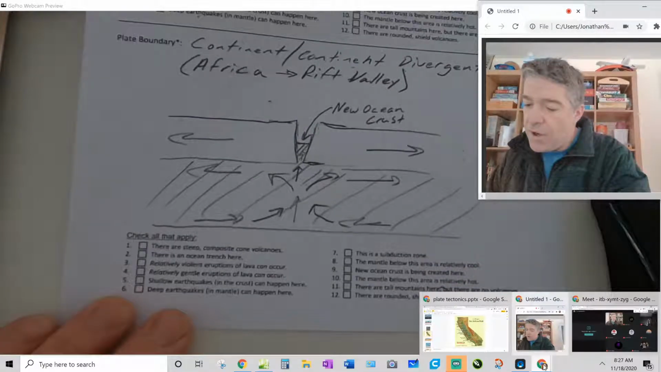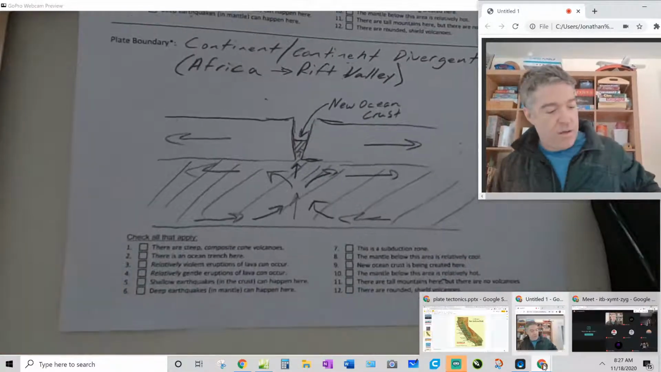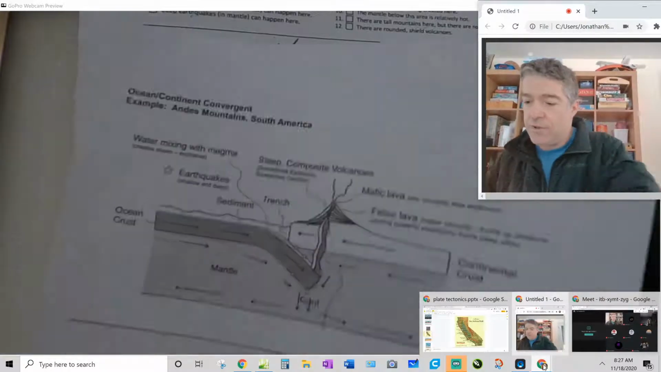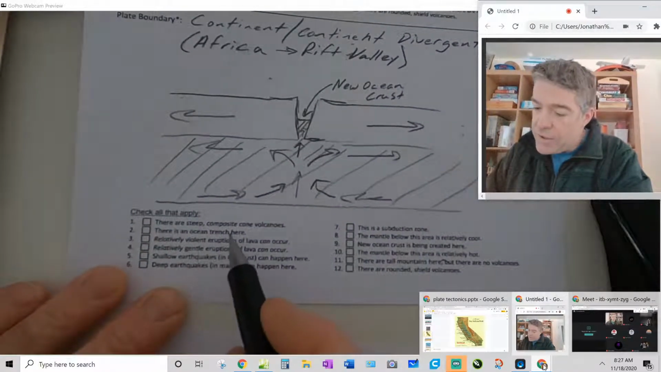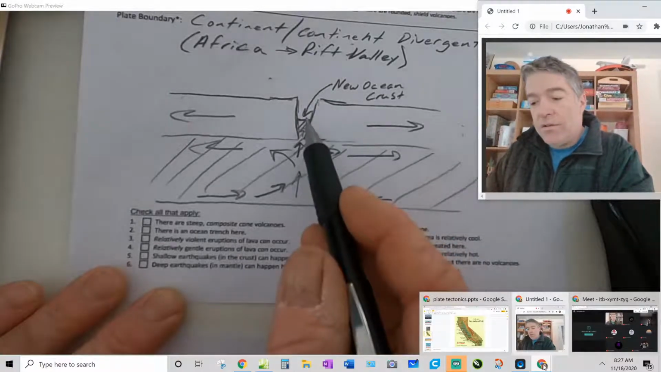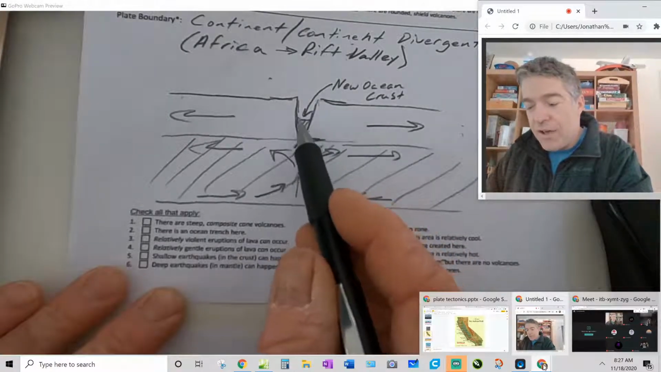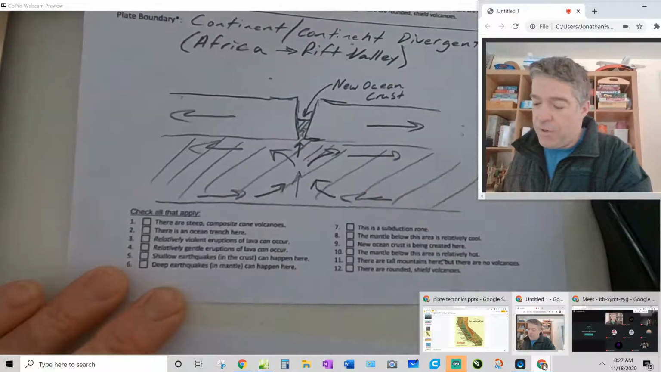Tall, steep composite cone volcanoes. Let me show you one. They look like this. There aren't any here. No. An ocean trench here? Well, this kind of seems like a trench. An ocean is forming in it, but that's not really what an ocean trench is.